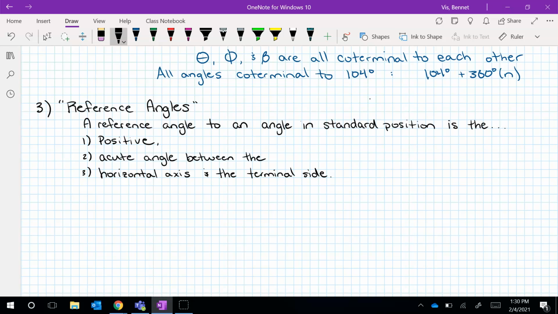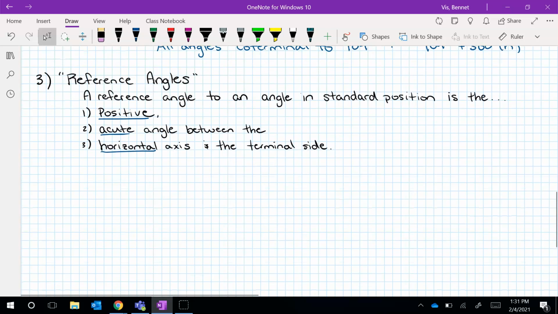So this basically reads as one long sentence. A reference angle to an angle in standard position is the positive acute angle between the horizontal axis and the terminal side. That's how it's defined in the book. But I really want to separate and highlight out that there are 3 conditions. The angle has to be positive, it has to be acute, and it always goes to the horizontal axis, not the vertical axis. And we have a shorthand abbreviation for this.